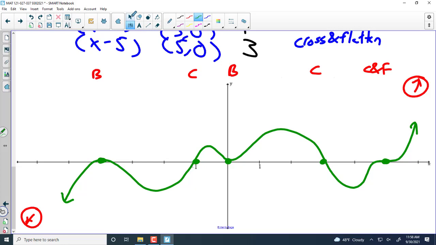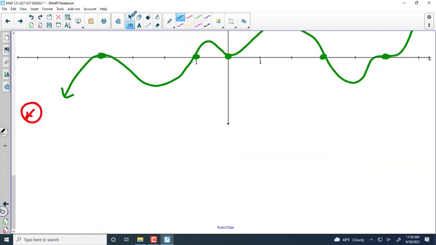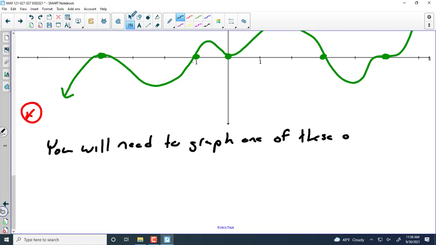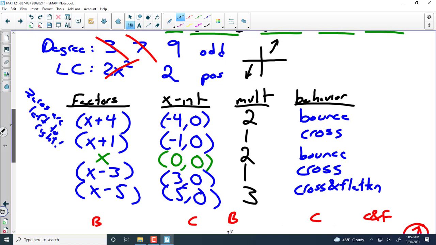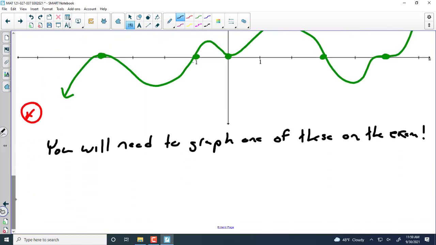I will tell you this, everyone, and I will remind you about this next week on the study guide. You will need to graph one of these on the exam. This is going to be an exam problem, not this one, but one of these, where I give you a factored polynomial. You've got to rip it apart into all its factors and x-intercepts. You got to do your end behavior, and you got to graph it.